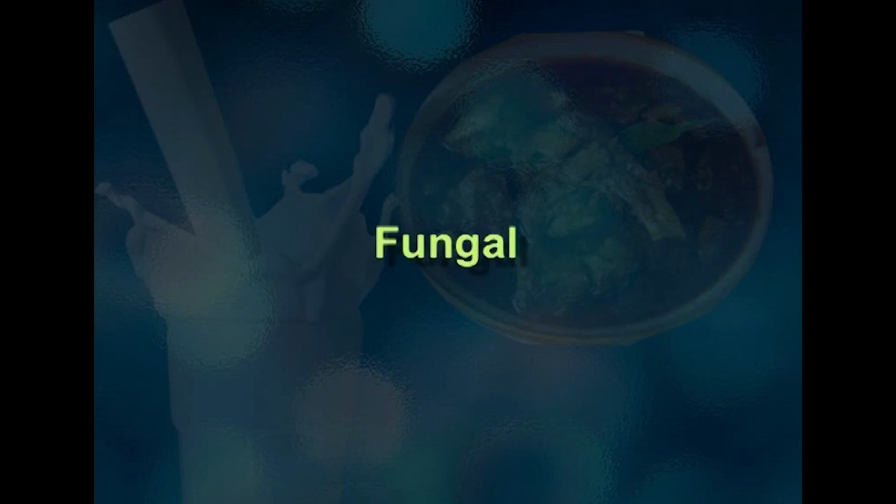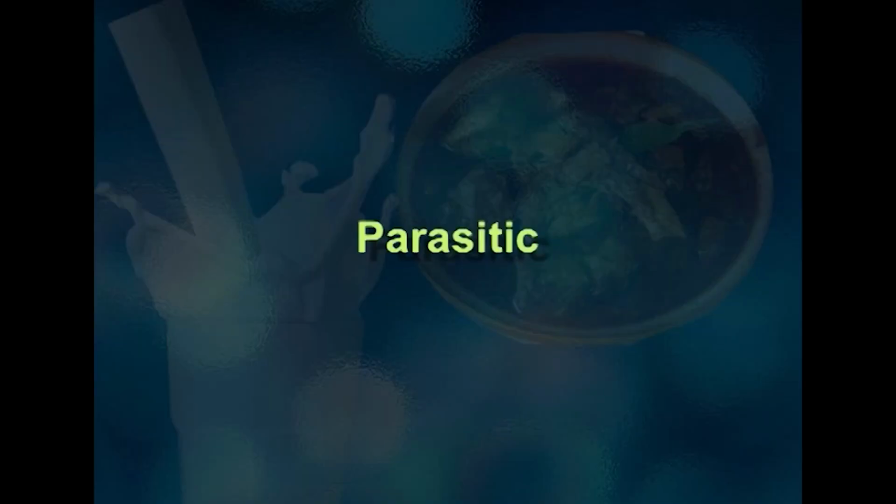Next is fungal, Aspergillus flavus, found on corn and groundnut, which can cause liver damage and can also cause cancer. Another example, parasitic. Here Entamoeba histolytica is an organism which can be seen on raw vegetables that are grown on sewage farms. If we consume these types of foods, it can lead to amoebic dysentery.